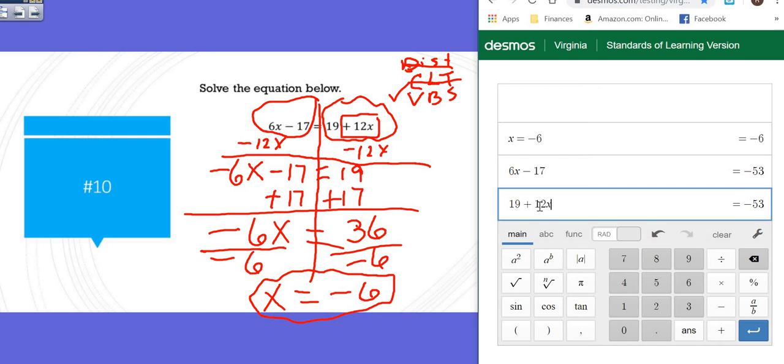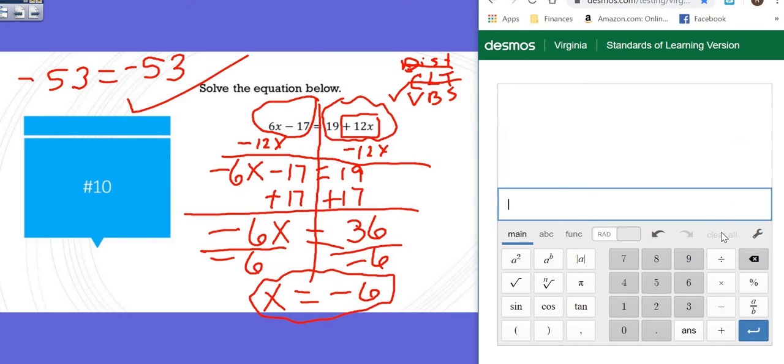19 plus 12x. If you notice, once you put in x equals negative 6, both halves of the equation equal negative 53. So negative 53 equals negative 53. Is that true? Absolutely it is. So that means that we solved this equation correctly. Okay, so stop this video, go back, watch that again, make sure you're absolutely good with how to do this. Now we've got a couple of more to solve, so let me move forward.